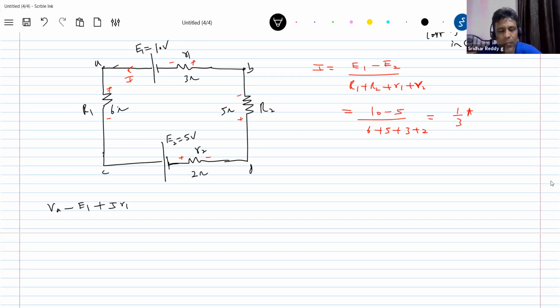What are the values I picked up? I'll adjust the values. Wait. 1 ohm will make it.